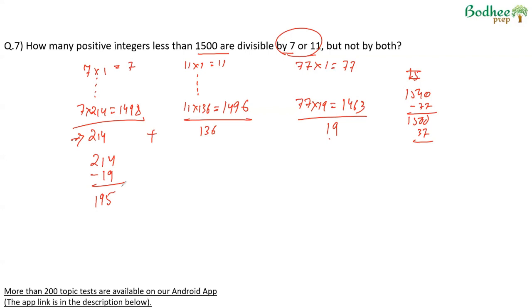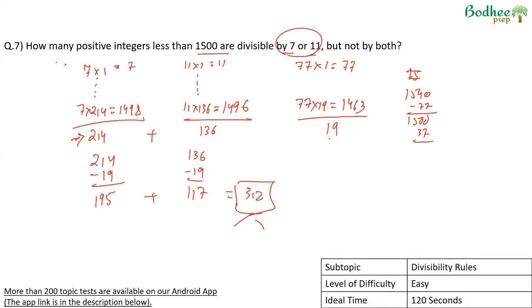These are numbers which are divisible by 7 and not by 11. Similarly, in these 136, these 19 are included. So 136 minus 19 becomes 117. These 117 are numbers which are divisible by 11 but not by 7. If we add these two, we will get 312 numbers which are divisible by 7 or 11, but not both. And this becomes my answer. Again, easy concept, not very difficult calculation. It's about 2 minutes, but we'll classify this question as easy.